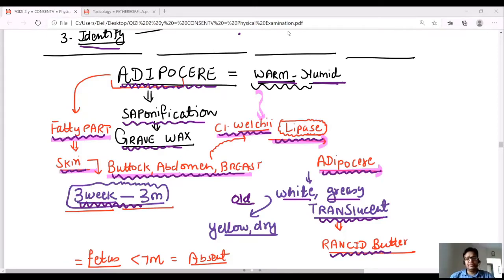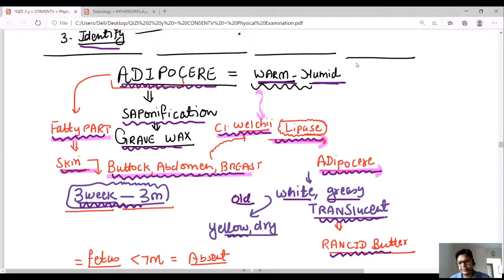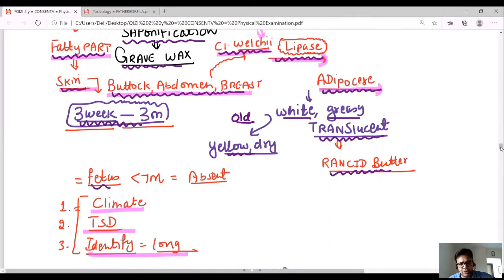Okay, chalo, what is the time required for adipocere? 3 weeks to 3 months. When adipocere becomes old, it becomes yellow and dry. In a fetus below 7 months of age, adipocere is absent. What is the advantage of adipocere? Same advantage as mummification. Sir, it gives idea about climate, it gives idea about time since death, and identification is easy.